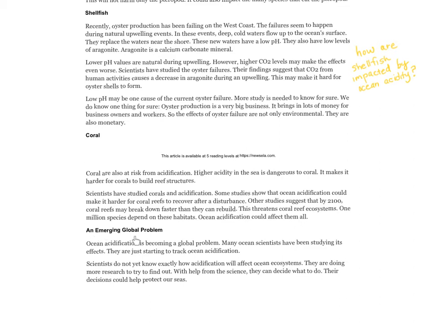An emerging global problem. Ocean acidification is becoming a global problem. Many ocean scientists have been studying its effects. They are just starting to track ocean acidification. Scientists do not yet know exactly how acidification will affect ocean ecosystems. They are doing more research to try and find out. With help from the science, they can decide what to do. Their decisions could help protect our seas.